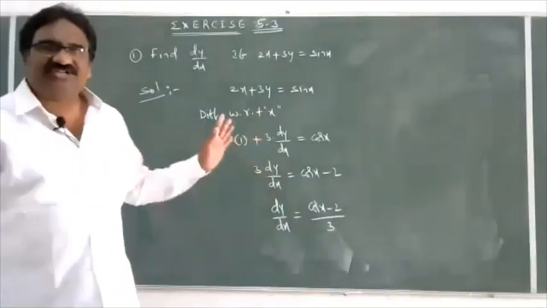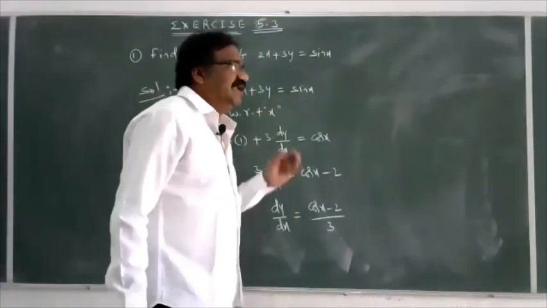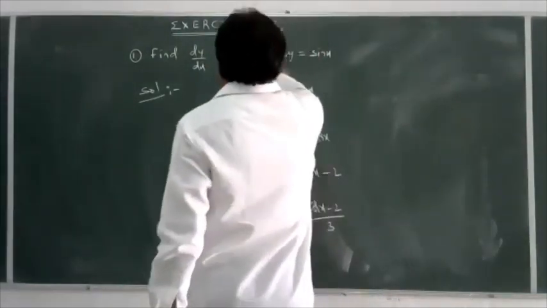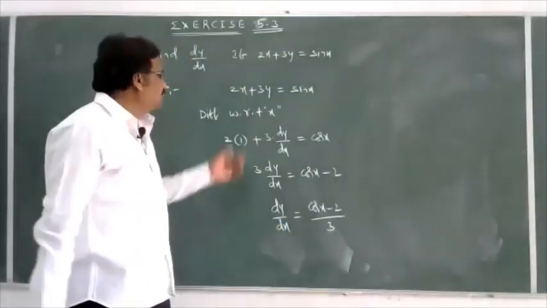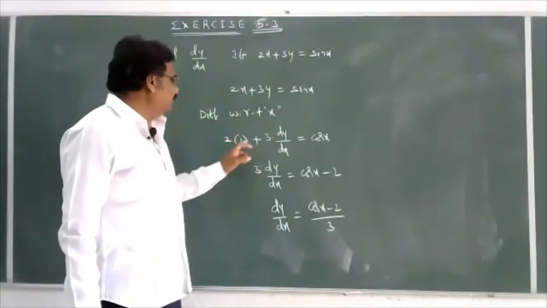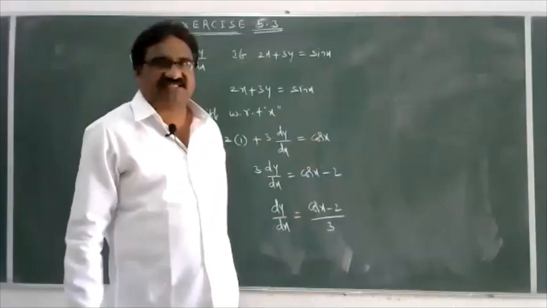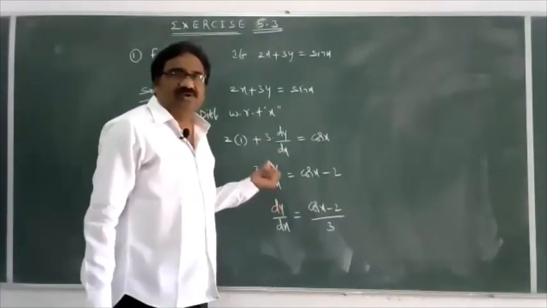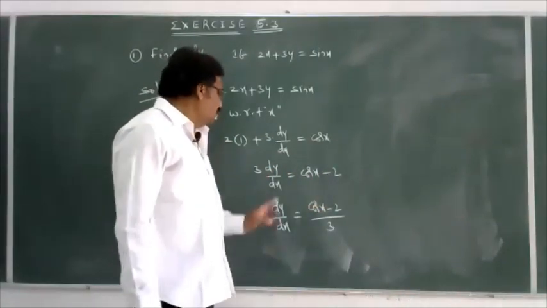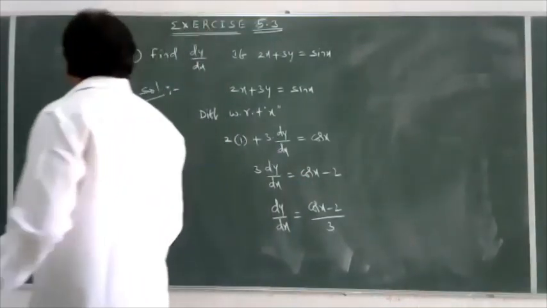Here the given function is an implicit function. How do you say that this is an implicit function? The given function is in terms of two variables, then you say that it is an implicit function. So here the given function is 2x plus 3y is equal to sin x. Differentiating with respect to x, 2 into x derivative 1 plus 3 into y derivative dy by dx is equal to sin x derivative cos x. So from this you find dy by dx, that is 3 into dy by dx is equal to cos x minus 2. From this dy by dx is equal to cos x minus 2 by 3. Then you go for the second problem.